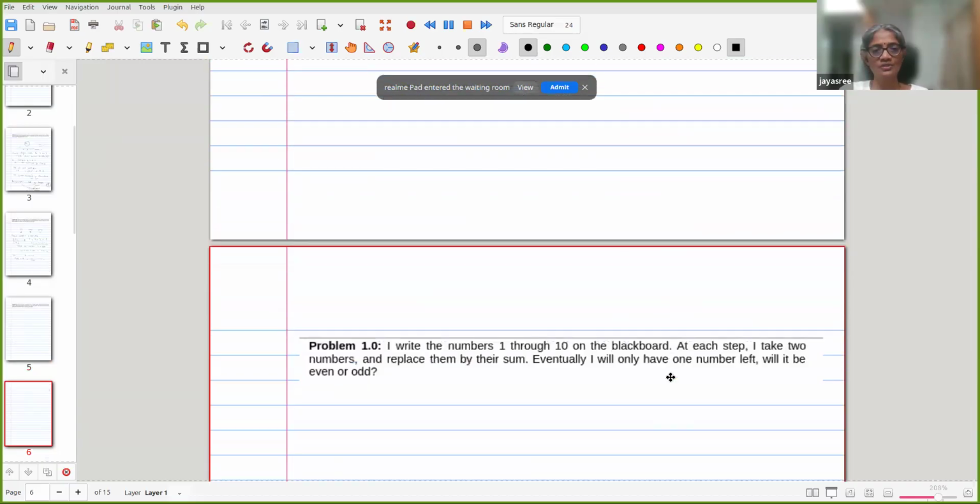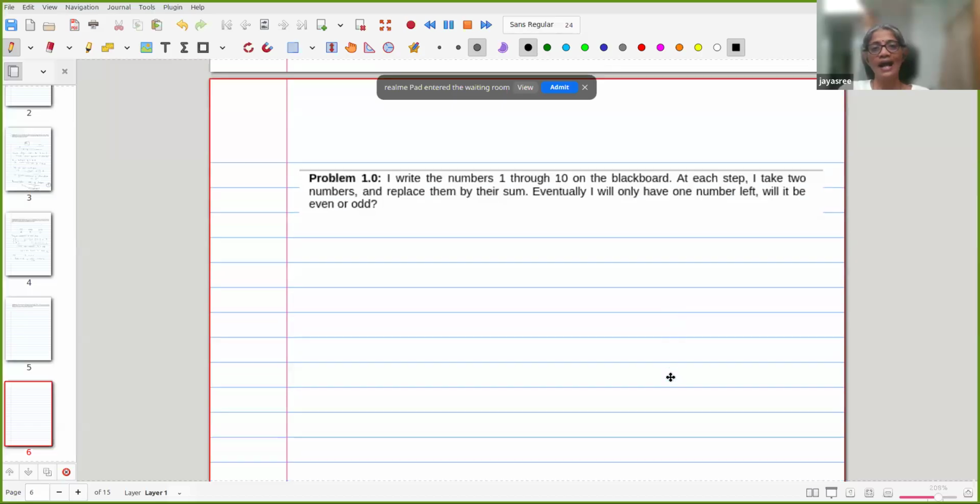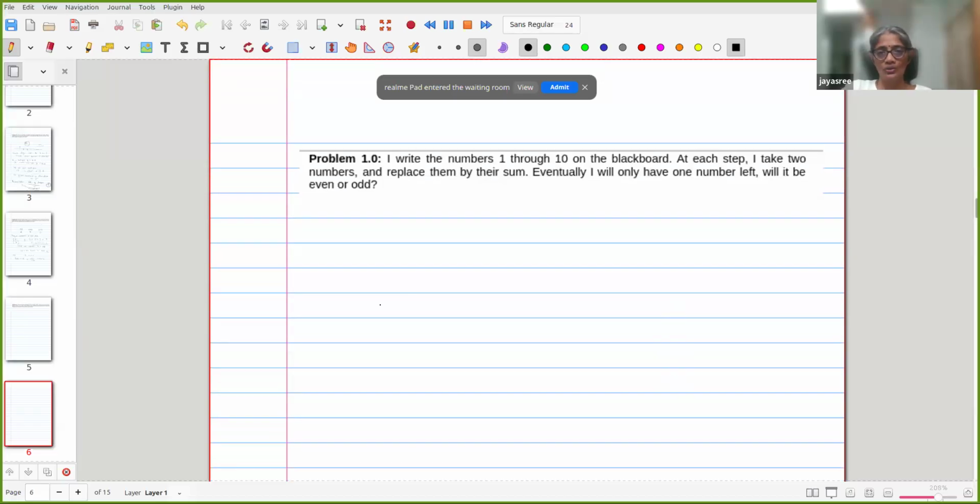Let's do this. I write the numbers 1 up to 10 on a blackboard, like this: 1, 2, 3, 4, 5, 6, 7, 8, 9, and 10. I have 10 numbers written on the board.